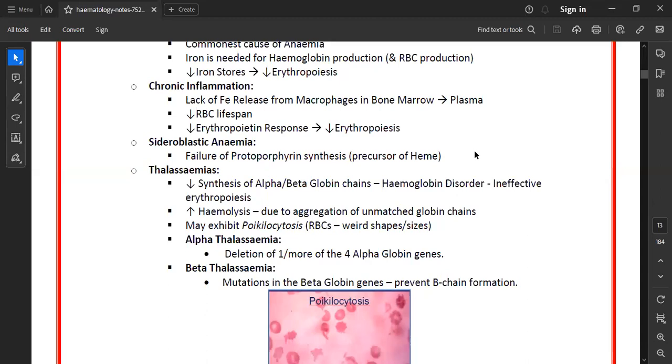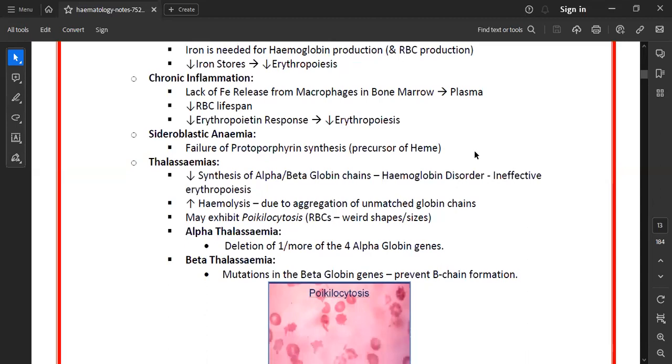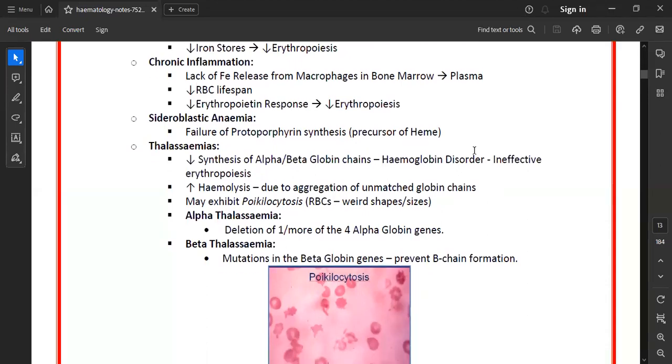So thalassemias can be of two types. We have alpha thalassemia or beta thalassemia. Alpha is deletion of one or more of the 4 alpha globin genes. Remember, there were 2 alpha and 2 beta. And then beta thalassemia is caused by mutations in the beta globin genes, so it prevents beta chain formation. So they're named depending on the globin chains that they affect.